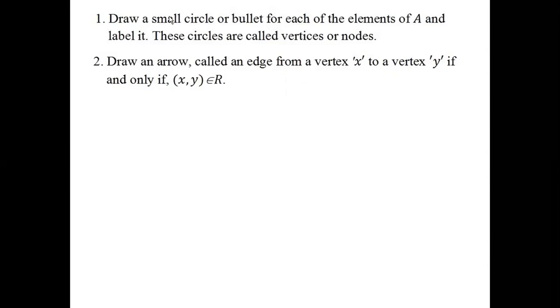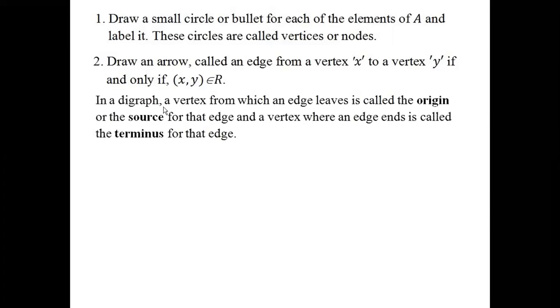So firstly, we draw a small circle or a bullet which represents the elements of A, and we label it. The circles or the bullets that we draw represent the vertices or the nodes. And we draw an edge in the form of an arrow from a vertex X to a vertex Y if and only if X is related to Y.